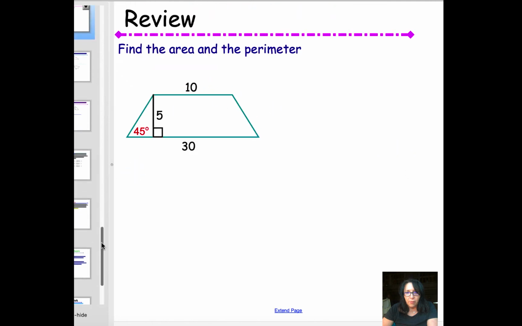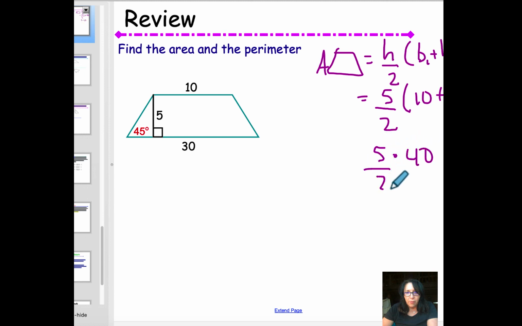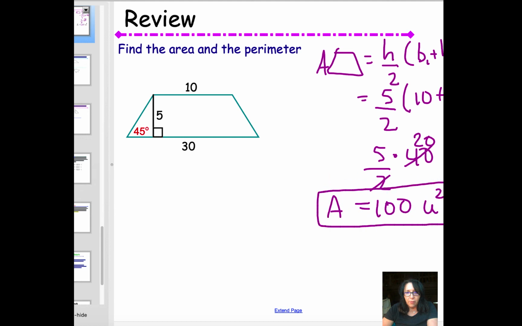So this one is just a little review problem. This is find the area and the perimeter. First of all, the area of a trapezoid is equal to the height divided by 2 times the sum of the bases, okay? The height, which we see as 5, has to be perpendicular. So that's 5 divided by 2 times the sum of the bases, which is 10 plus 30, and that's going to be 40. So we have 40 times 5, divided by 2. I'm just going to divide 2 into 40 and get 20. And then 5 times 20 is 100. The area of my trapezoid is 100 units squared.